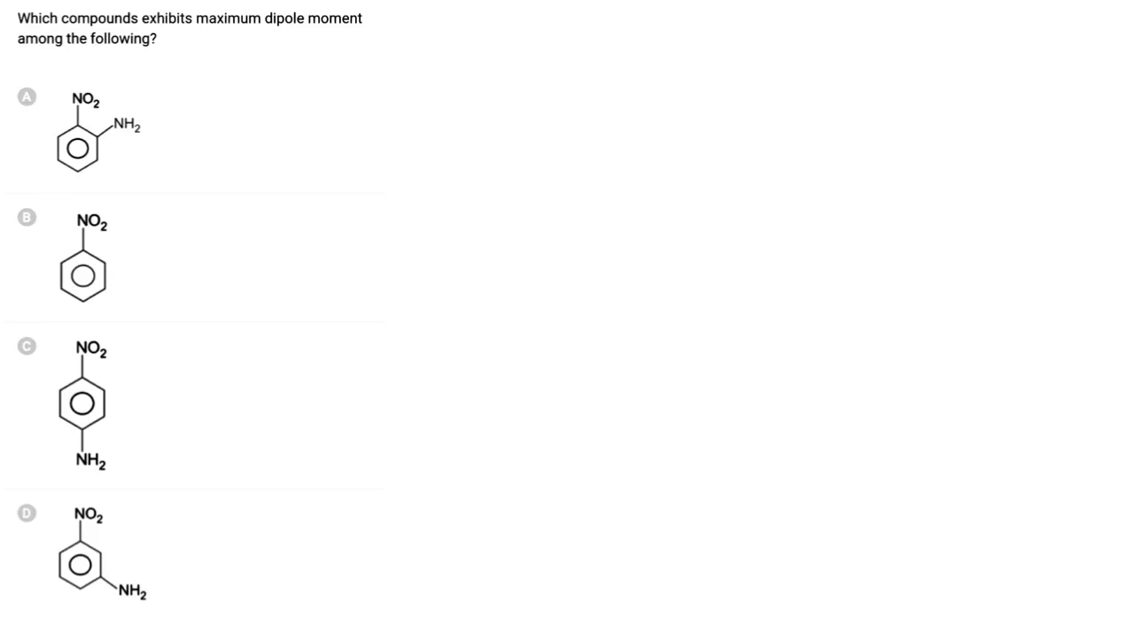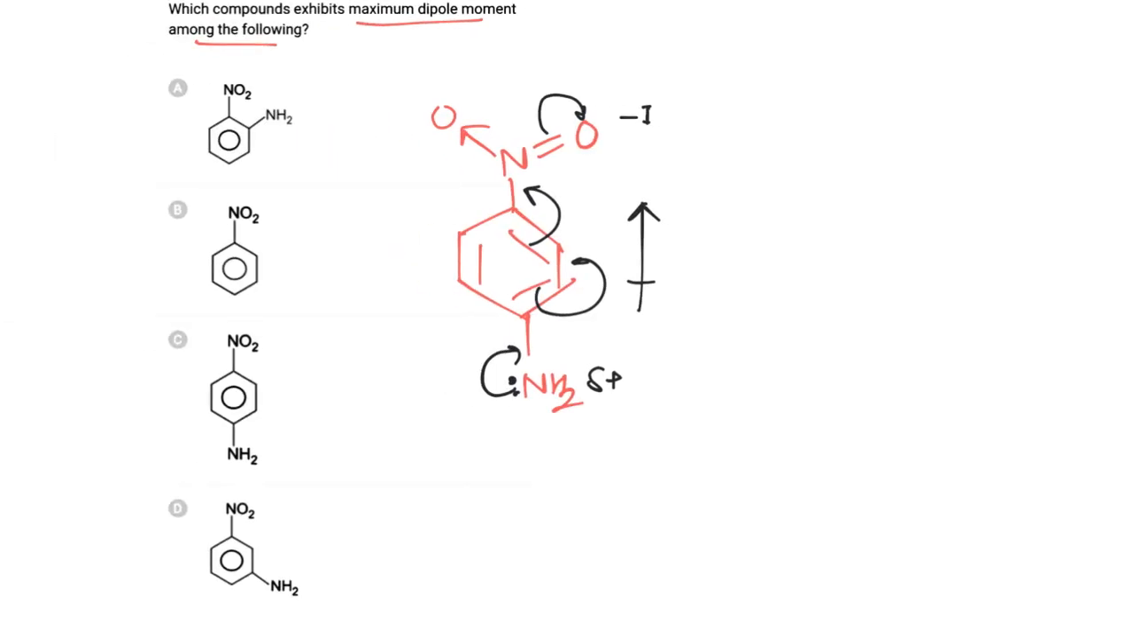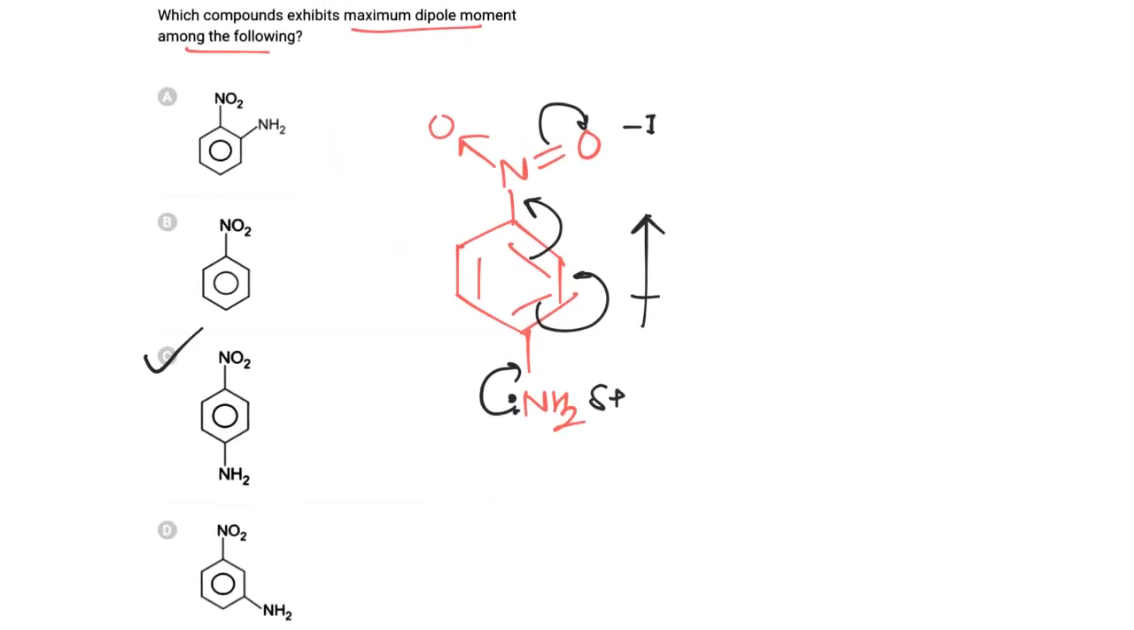In this question, we have to identify which of the following molecules has the maximum dipole moment. In the case of para-nitroaniline, NO2 is an electron withdrawing group and NH2 is an electron donating group. Due to donation of the pair of electrons, nitrogen acquires a positive charge and the NO2 acquires a negative charge, and the direction of the dipole moment is from positive to negative. So para-nitroaniline will have the maximum dipole moment, and hence the correct answer is C.